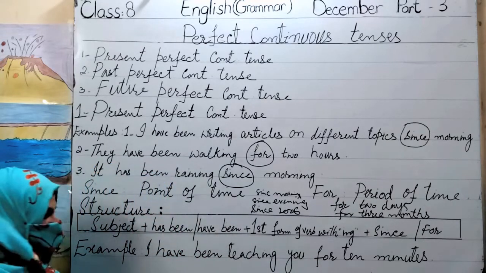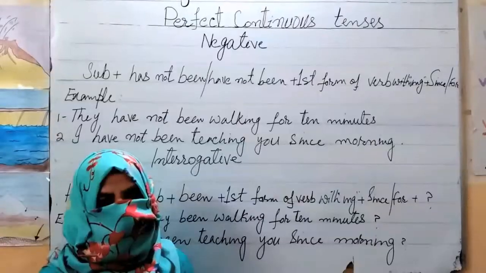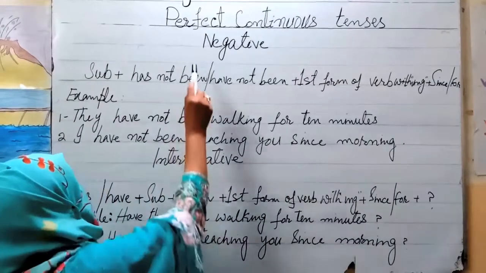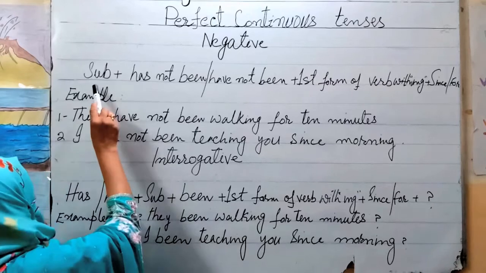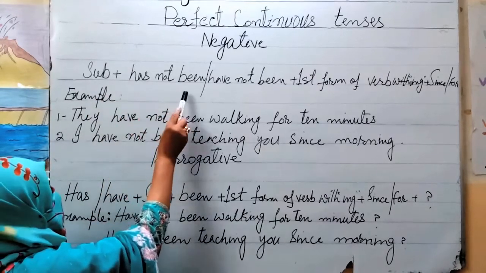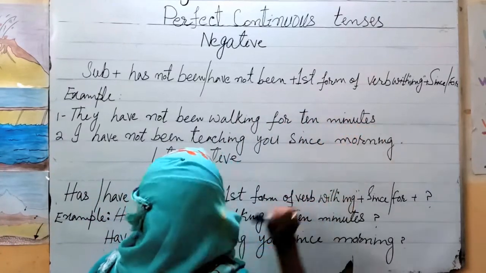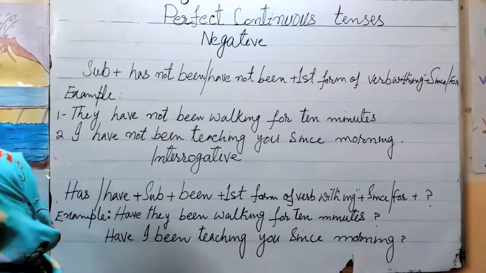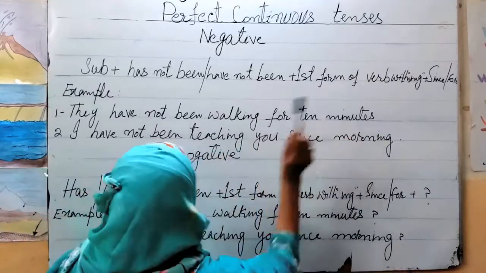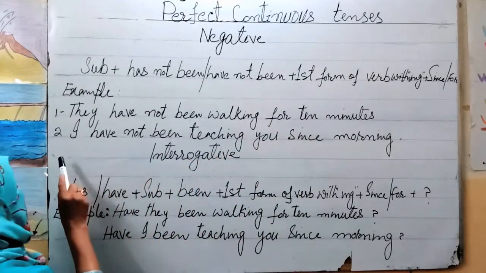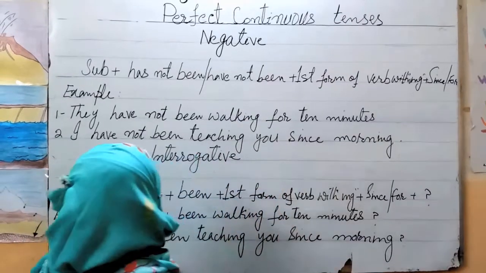Let's move towards the formation of negative sentence structure. First you will write subject, then has not been or have not been, plus first form of verb with ing, then since or for. For example, they have not been walking for 10 minutes. Next example, I have not been teaching you since morning.